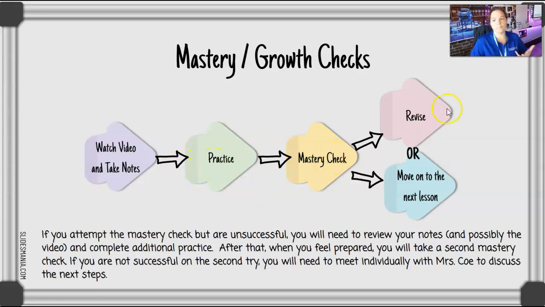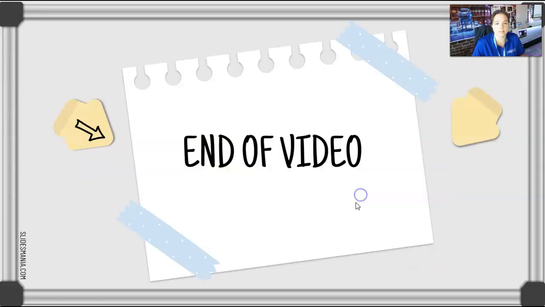Ooh, you didn't get it. So you've got to revise, go back to the should-dos. The should-dos you can do at any point in time. They're not the must-dos. The must-dos you have to do. The should-dos, if you don't feel like you're up to par to take that mastery check, you are more than welcome to do. However, if you take the mastery check and you're not successful, you've got to revise. You've got to go back and do those should-dos. If you pass it and you're really good with it, you move on to the next lesson.